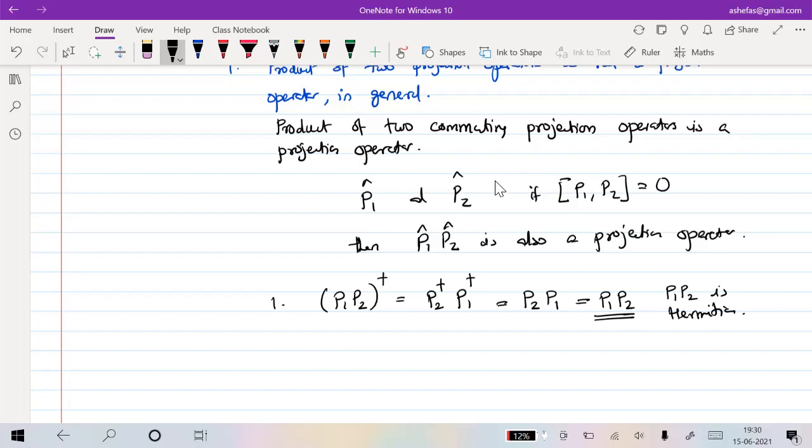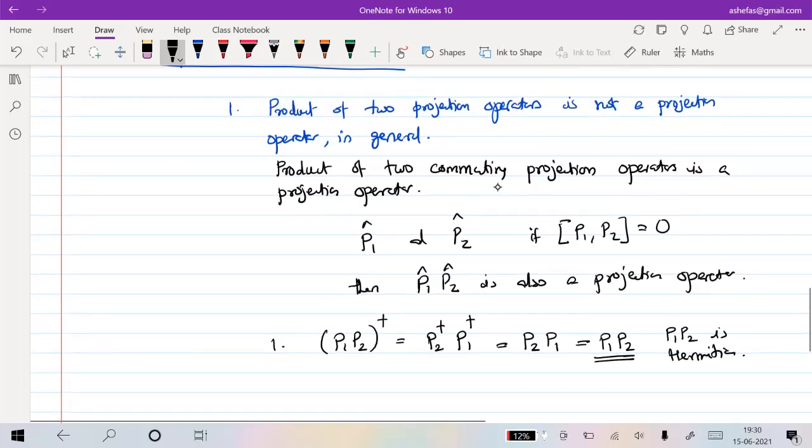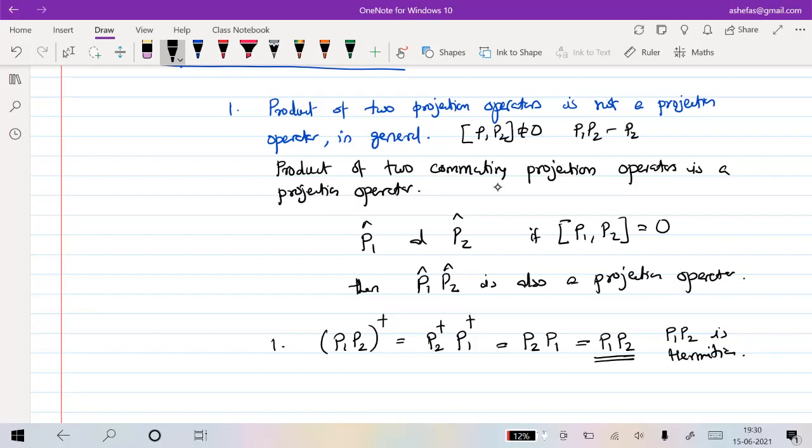This happens only because they are commuting. If they are not commuting, then P2 P1 is not equal to P1 P2. In general, if the commutator of P1 and P2 is non-zero, meaning P1 P2 minus P2 P1 is non-zero, then the product of P1 and P2 will not be Hermitian, even if P1 and P2 are projection operators. Their product cannot be a Hermitian operator if they are not commuting. If they commute, then there is no issue, and the product P1 P2 would be Hermitian.